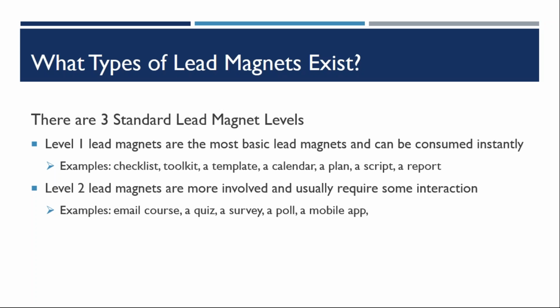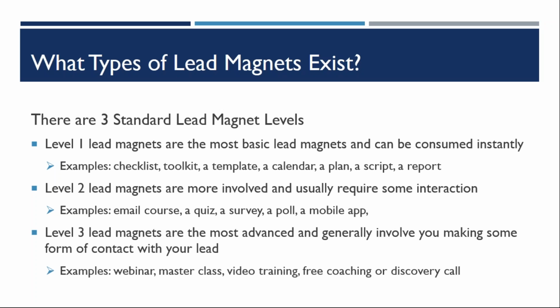the lead magnet. Now, the final type of lead magnet is the most advanced and generally involves you making some form of contact with your lead. This would be you actually getting involved and being there with them as they're consuming the lead magnet. Whether that's a webinar or a masterclass, a video training, a free coaching or discovery call, or even a challenge, these are level 3 magnets that are very interactive and require time on your part as a business owner.